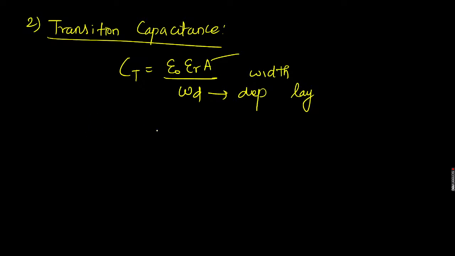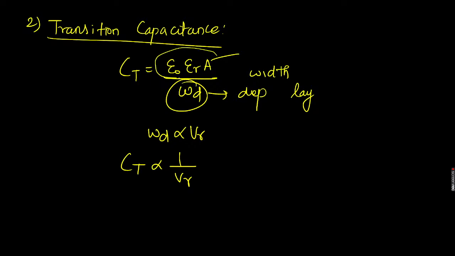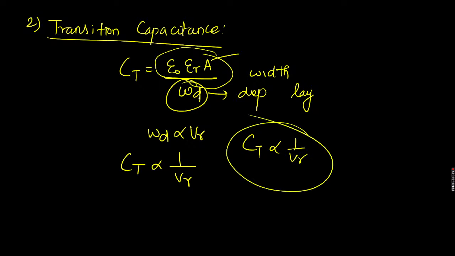And this width is directly proportional to the reverse bias voltage. So from this I can say transition capacitance is inversely proportional to the reverse voltage. If I replace it by VR, all the other terms become constant, they won't vary. So I can simply say Ct is inversely proportional to the reverse bias voltage. Very important relation. There will be an n in the power.